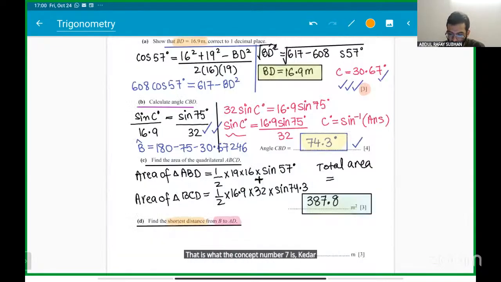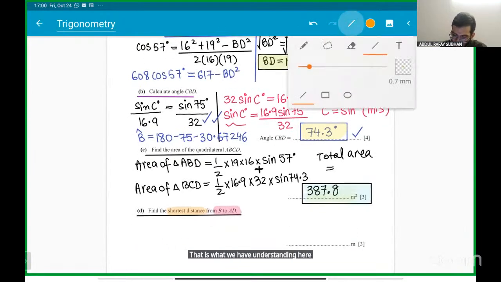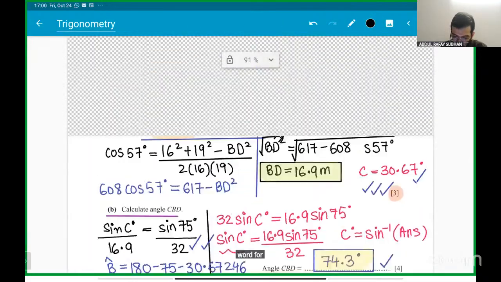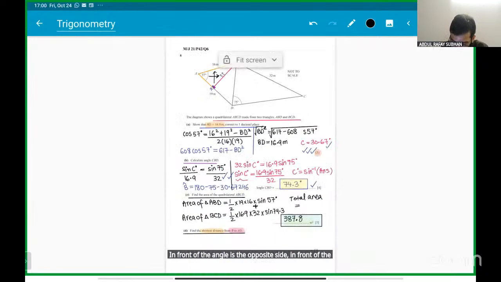You have to get the shortest distance. That is what we have understanding here. This will get solved, worth 3 marks. In front of the angle is the opposite side. In front of the 90 degrees is the hypotenuse.